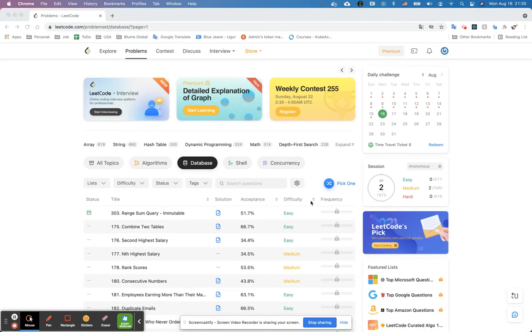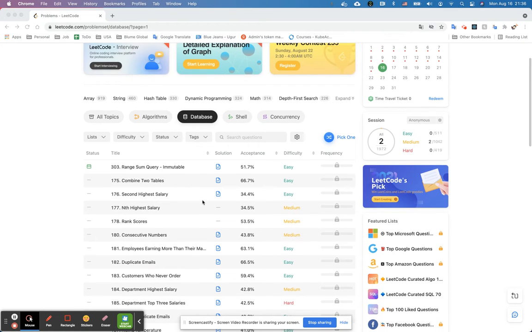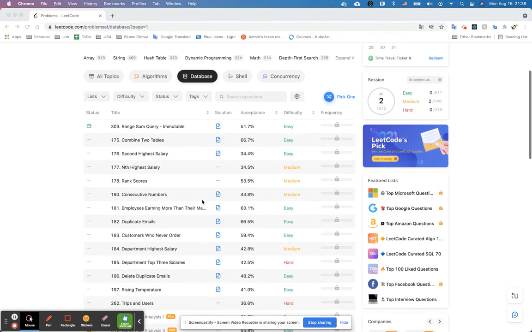Okay, we are going to talk about the first problem, which is based on databases, and then we are starting with the easy problems. Okay, let's get to the first problem. What's the first problem? The first problem is combine two tables.